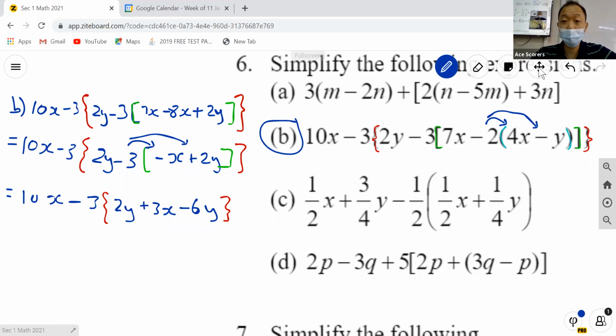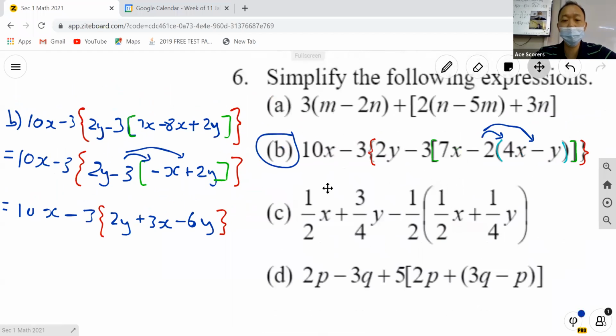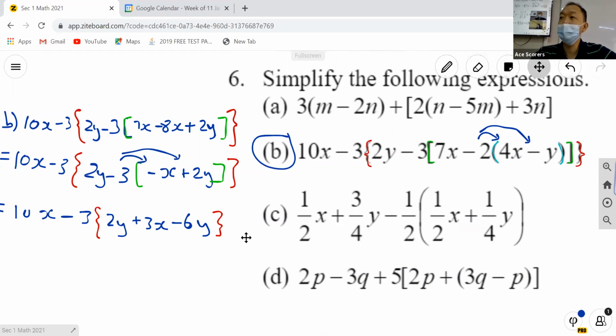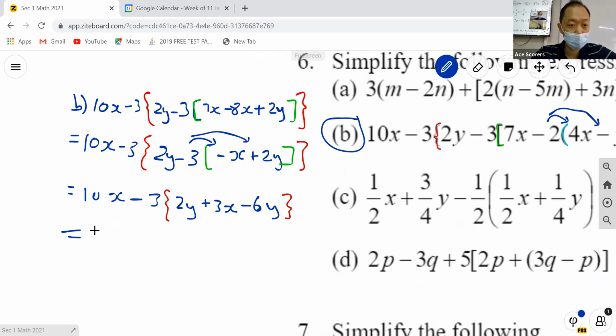Right, so let me just complete this. While I'm completing this, you can do A, C, and D. Okay? You can do the A, C, and D. Wait, let me do this.